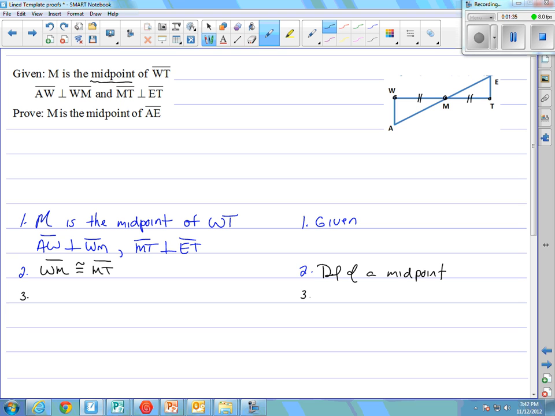Okay. The next vocabulary word we come across is perpendicular. AW is perpendicular to WM. AW is this segment right here, WM is that segment right there, so you're going to get a right angle right there. I call this angle W because there's no other angles that share vertex W. So say angle W is a right angle.